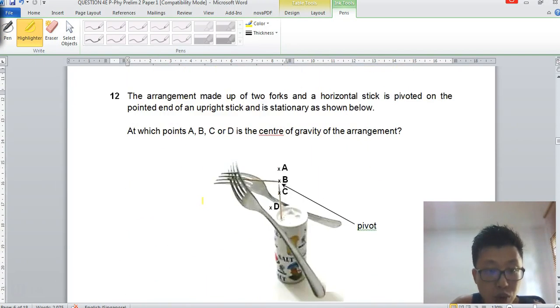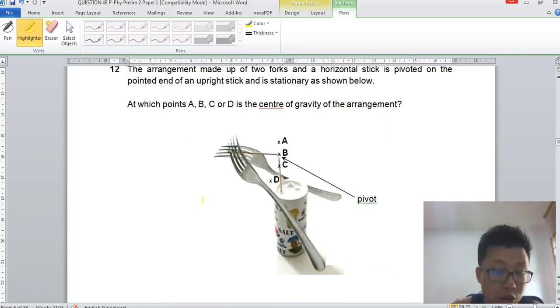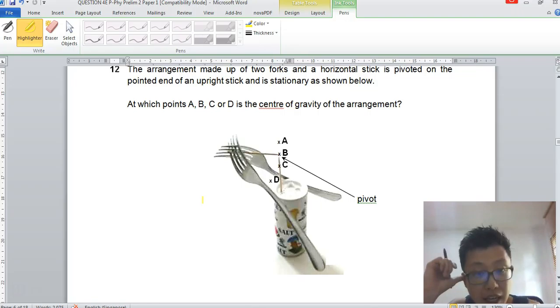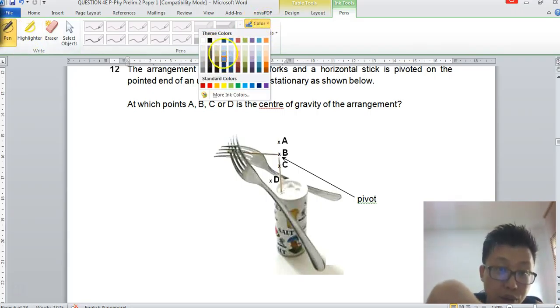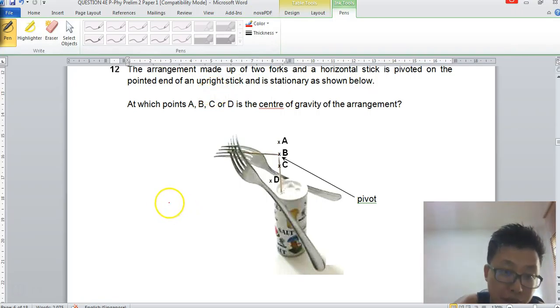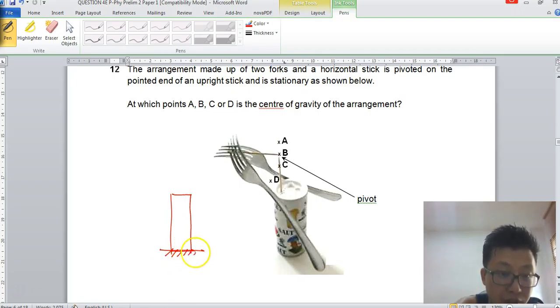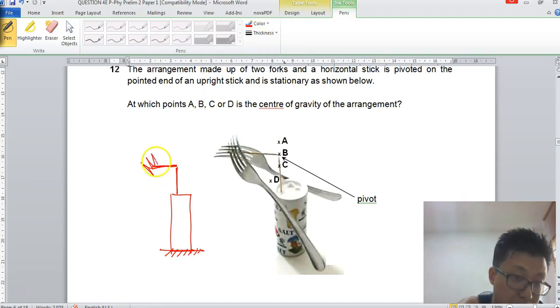Okay, let's move on to question 12. Now question 12 tests you on the understanding of stability, and you know that stability is basically whether an object will topple over due to its own weight. So I know that this diagram is very hard for you to perceive what is happening, so it is better to draw a side view. So this is the can, this is the floor, and you have a toothpick here and another toothpick here, and then after that you have a fork that is going this way.